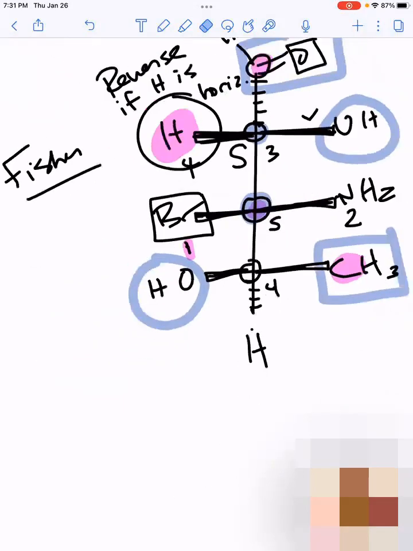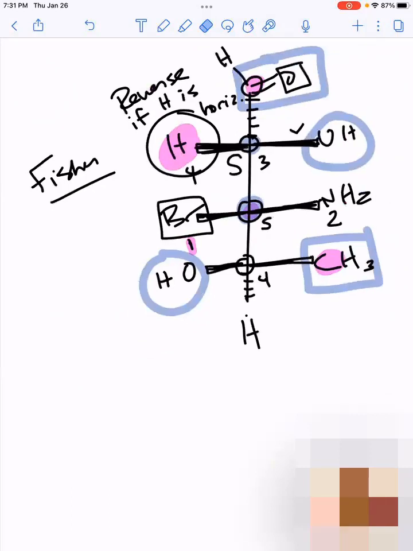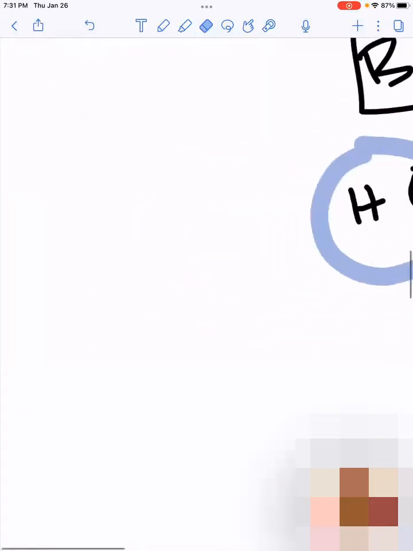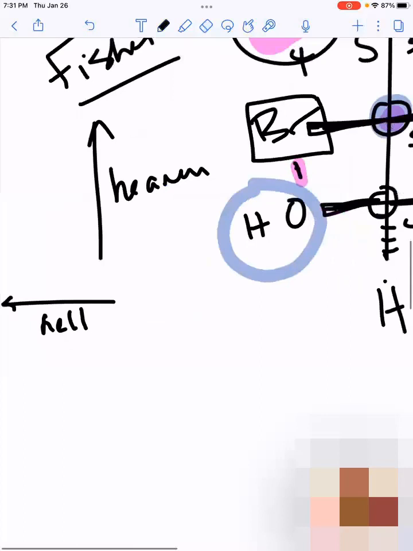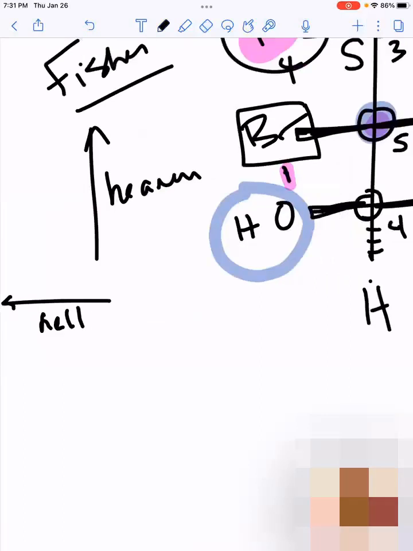Yeah, this is one of the questions on the quiz I kept getting wrong. Those Fischer projections are tricky, but you just have to remember the rule about horizontal and vertical. If the lowest priority group is horizontal, you reverse the configuration. If it's vertical, you keep it. I think I told y'all in class too, if it's going towards heaven, keep it. If it's going towards hell, reverse it. That's the way I think about it. It's goofy, but if it'll help you remember it, then so be it.